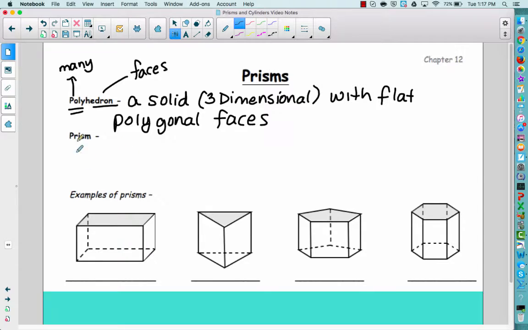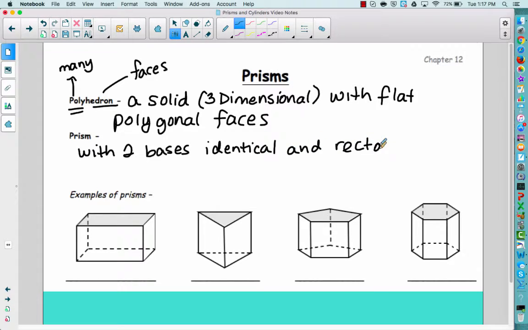So a prism is a polyhedron with two bases that are identical, and rectangular faces. So if you look at these prisms, now you might not necessarily see it with the rectangle, but these two right here are the bases, and then everything around it are the rectangular faces. This prism, you see the two identical bases are triangles with rectangles as the faces. This particular one is a pentagon, so the bases are pentagons, and then a hexagon.